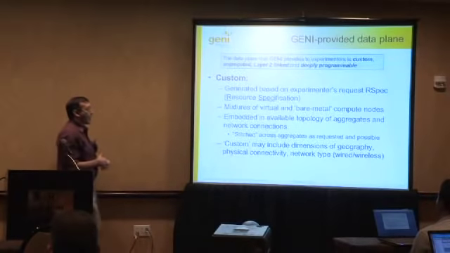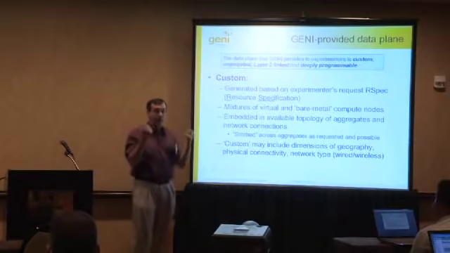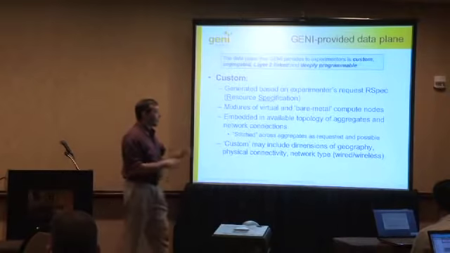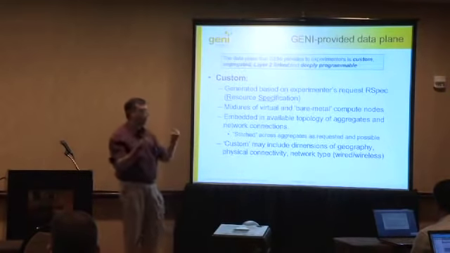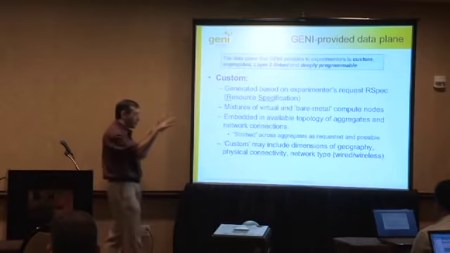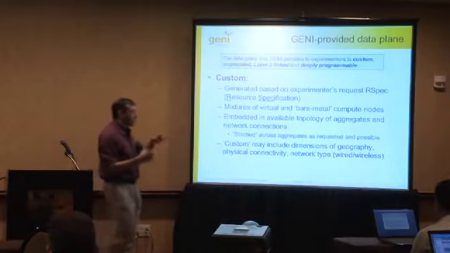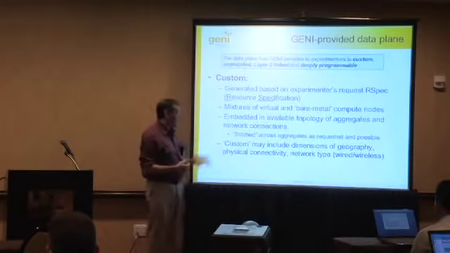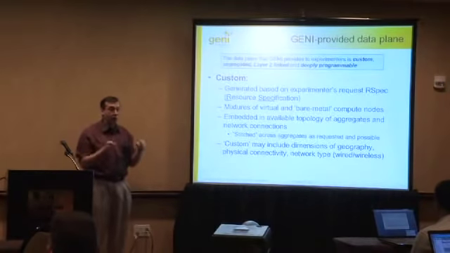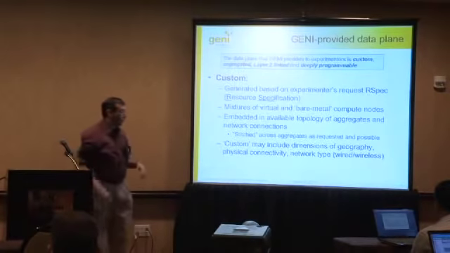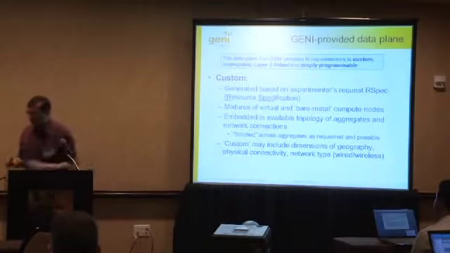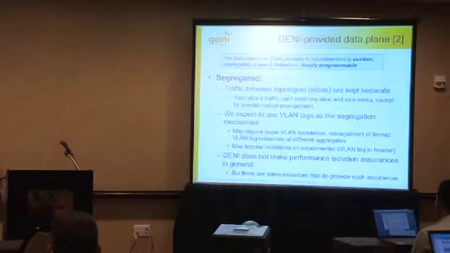By custom, I mean that the experimenter is specifying what they want in terms of resources, what they want in terms of connectivity, whether they want virtual machines, bare metal machines, and how they want it embedded within the physical topology of connectivity, stitched across aggregates as requested and as possible. And there are many different dimensions over which one can specify custom. I can say, I want 2 nodes, or I can say, I want 2 nodes that are across the country, or one that's wired and one that's wireless. You should be able to ask for the kind of topology that you want. And that's what I mean here in the data plane that you're receiving.